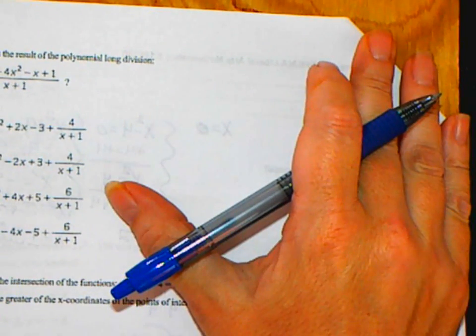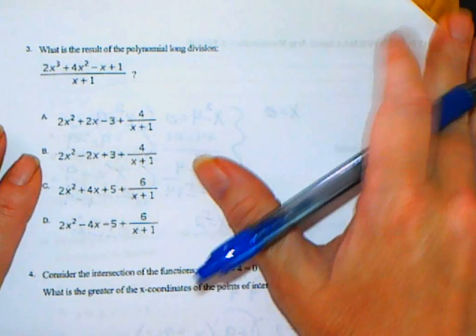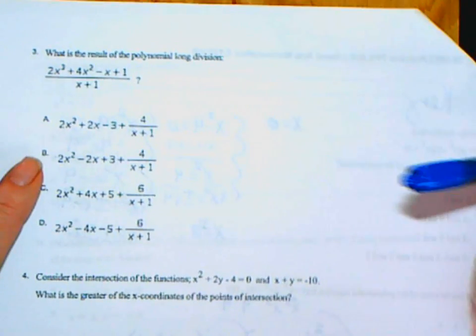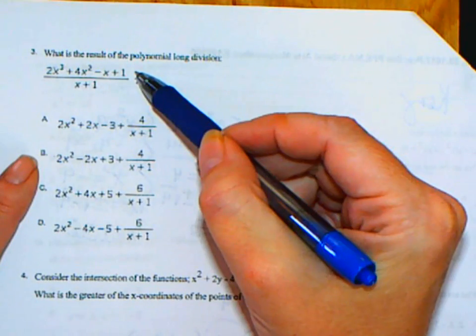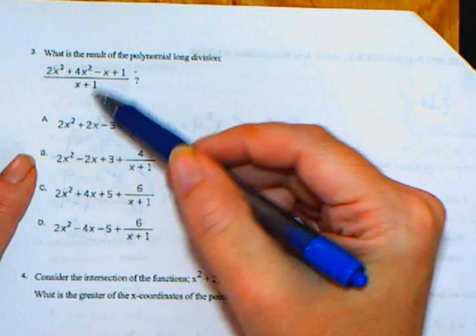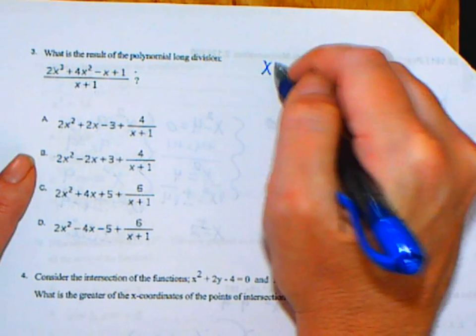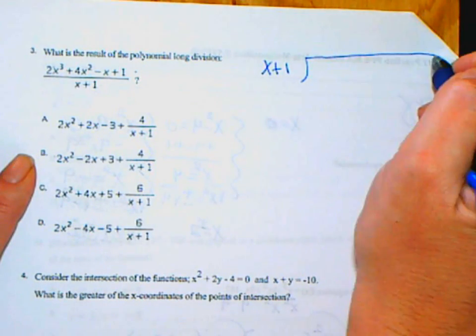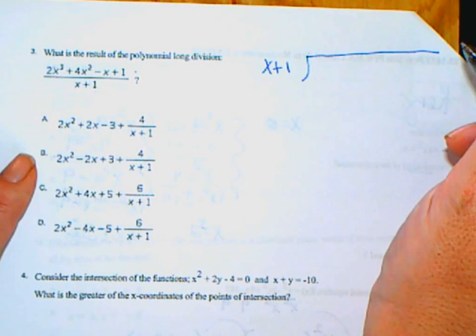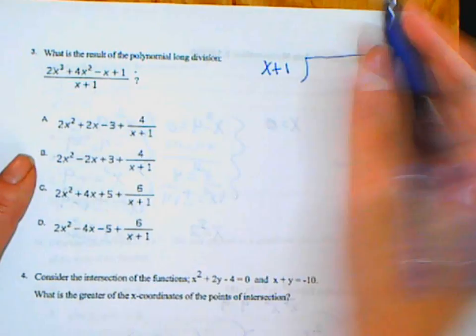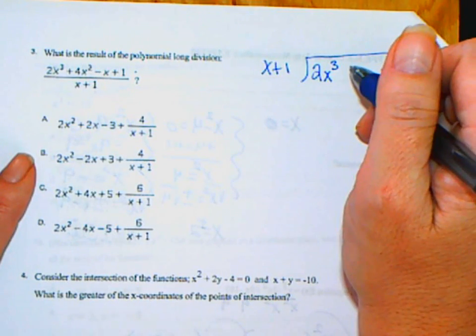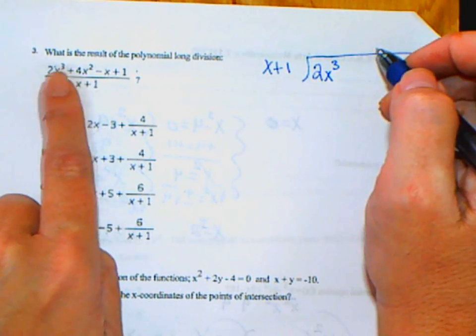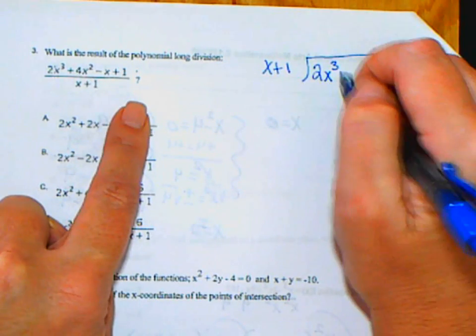Number 3. What is the result of the polynomial in long division? Okay, we haven't done this in a while. It's long division. Alright, so they're taking this term, our numerator, divided by our denominator. So the denominator is the divisor. So that's what goes outside of your division bar. And then your numerator goes under. So 2x cubed. Remember, if you're missing any degrees, you have to put in a placeholder. We're not on this one because we got 3 degrees, 2 degrees, 1 degree, 0. So we're not missing anything.